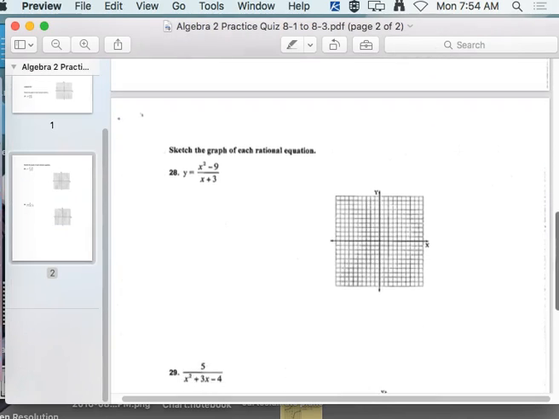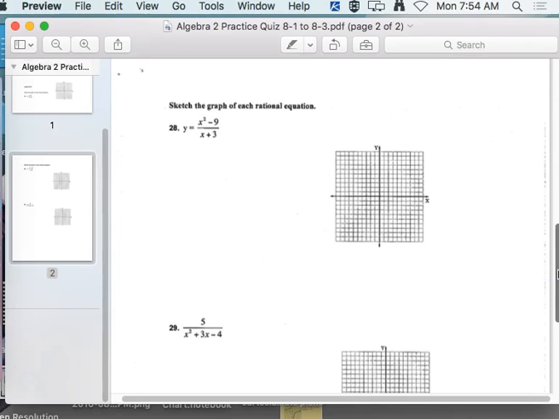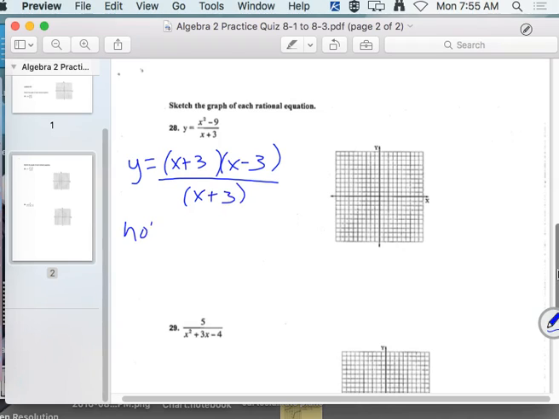All right, number 28 looks like a monster. Any thoughts? I think we better factor that. How do you factor x squared minus 9? Difference of two squares. So what does that mean to us? It is a hole.